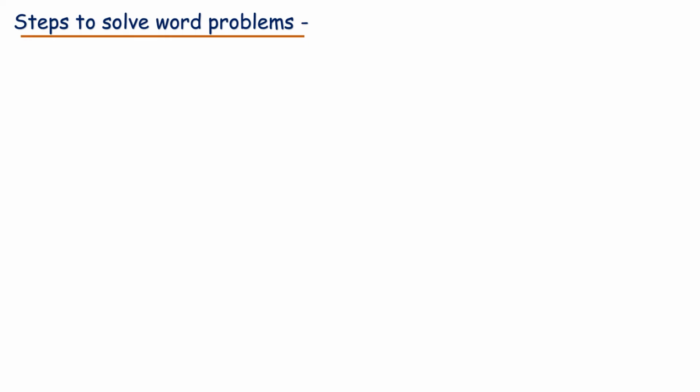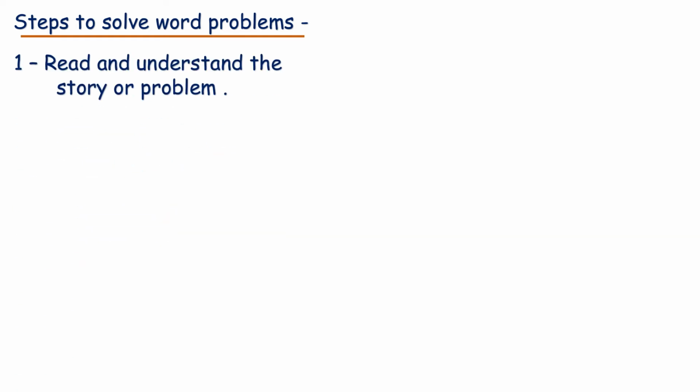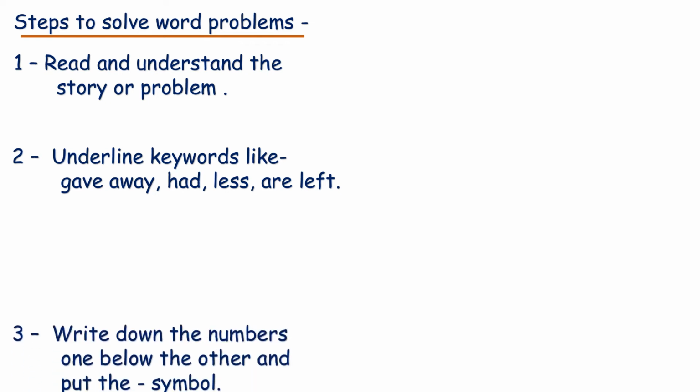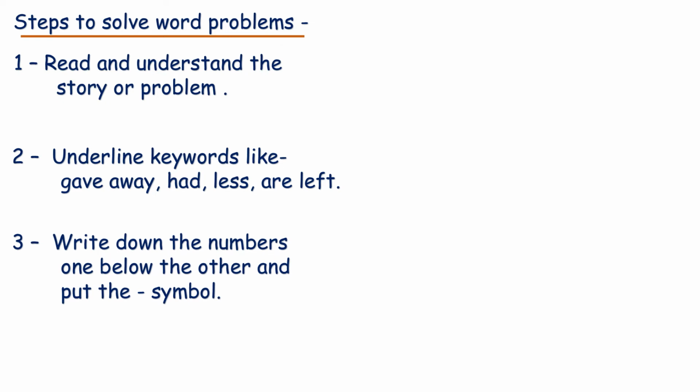Children, I hope you understood how to solve the word problem. Let's revise the steps we have to look into when we solve word problems. The first step, you have to read and understand the story or the problem. Second step, you can underline the keywords. For subtraction, they are gave away, had, less, are left. And the third step is you have to write the numbers one below the other and put the minus symbol. Then the last step is to solve the problem.